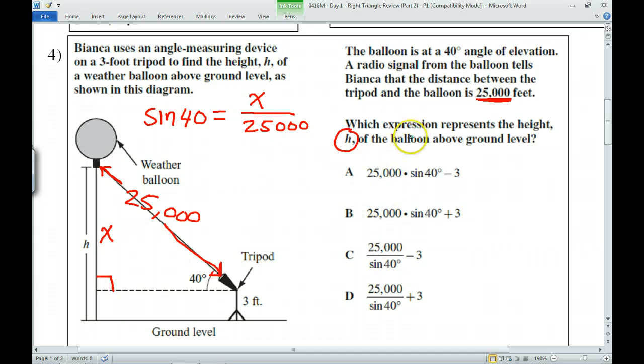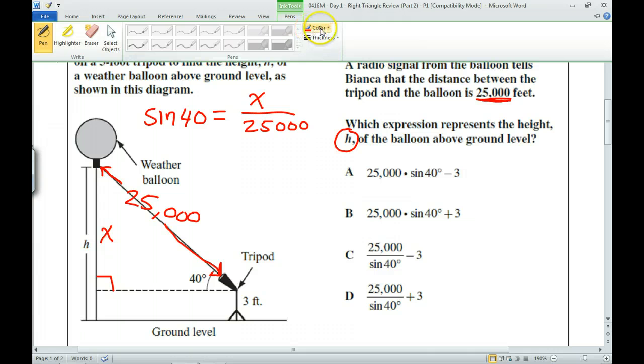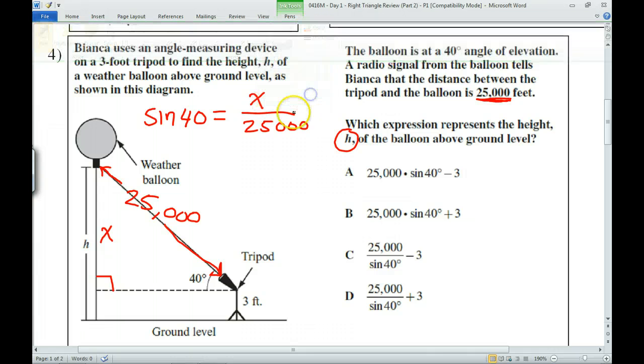Now, we're not going to get any decimals, we just want an expression. How am I going to get x by itself? Am I going to swap the x and the sine 40, or do something else? Well, hopefully you were thinking that we would multiply both sides by 25,000, because that's what we need to do. If we multiply by 25,000, these cancel each other out. So that's going to leave me with x is 25,000 times the sine of 40.